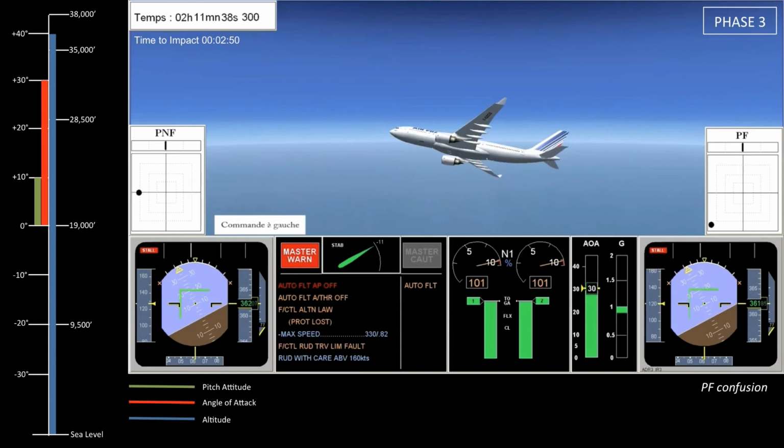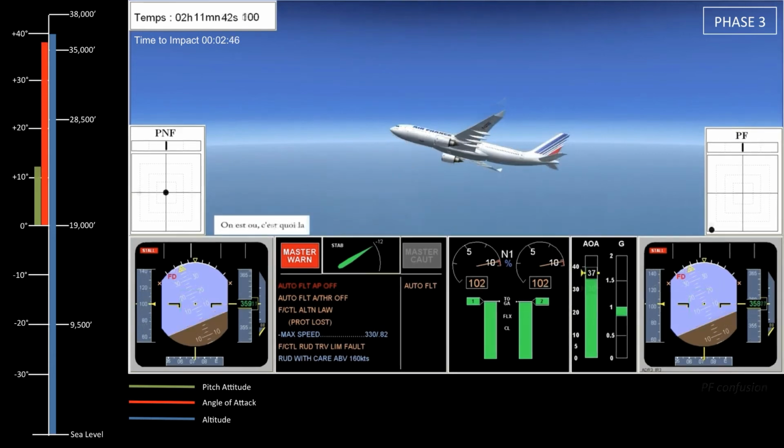The angle of attack had now exceeded 30 degrees and was still increasing. Pitch values fluctuated between 10 and 16 degrees as the rate of descent increased to 10,000 feet per minute. The aircraft was essentially in freefall. At 02:11 and 42 seconds, Captain Dubois returned to the cockpit. Bonin and Robert had been struggling with the aircraft now for the last 1 minute and 37 seconds since autopilot disconnection. What he saw was totally bewildering.